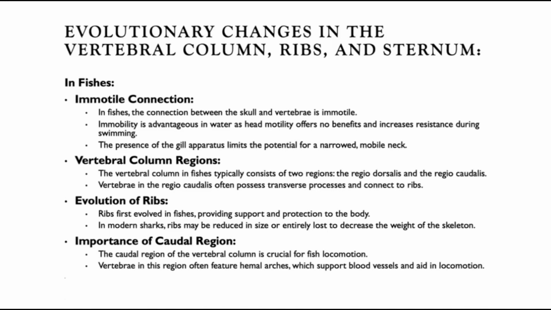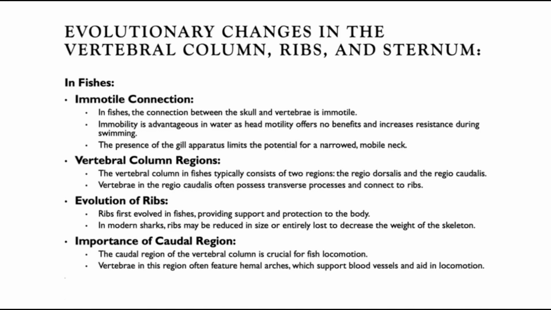Ribs were first seen in fishes to provide support and protection to their body, but in modern sharks, these ribs may be reduced or gone completely. And this again is because, as we mentioned, sharks are very large animals, and if they have extra things within them, like a heavy skeleton, this is just going to weigh them down, and they won't be able to get to many places, and they won't be able to get their food, their prey basically. And for that reason, they get rid of the ribs. They don't have the ribs, or they have very little ribs, because they don't really need them.